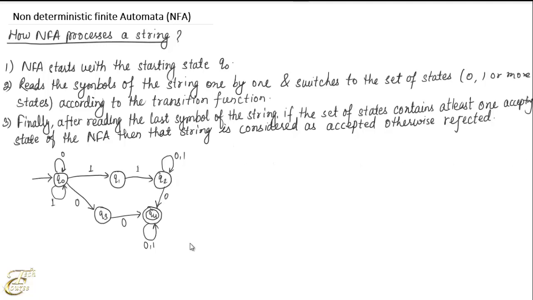Let's take another string, 0101. In this case, initially the machine is in the starting state Q0. Now reading the first symbol, that is 0 in Q0 state, may lead to the state Q0 or may lead to the state Q3. Now the machine reads the next symbol 1 in both Q0 and Q3 state. So reading the symbol 1 in Q0 state either leads to the state Q0 or may lead to the state Q1. Similarly, reading the symbol 1 in Q3 state does not have any transition, therefore this path dies.